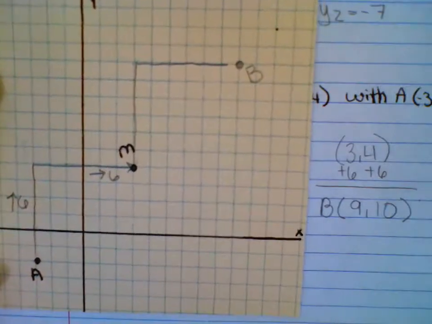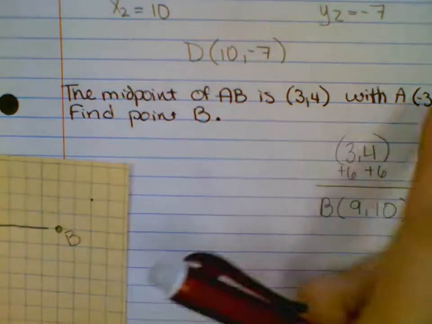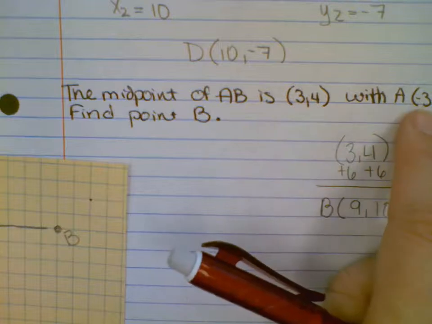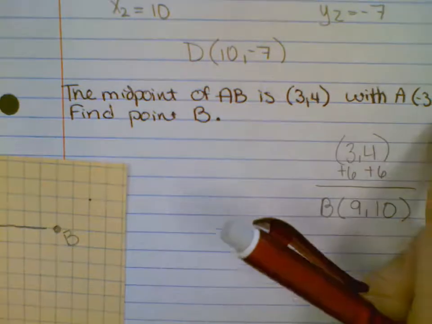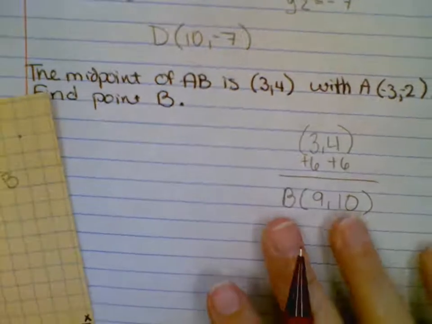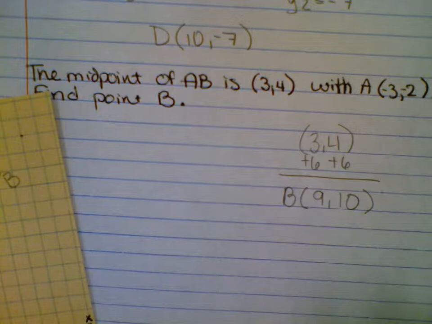Okay, so if you like using the graph halfway, really we just need to figure out what the difference is between these. So 3 minus negative 3 is 6. 4 minus negative 2 is 6. So that's where we got those numbers from if we wanted to look at it with the points, which is really what we're doing when we use the formula as well.